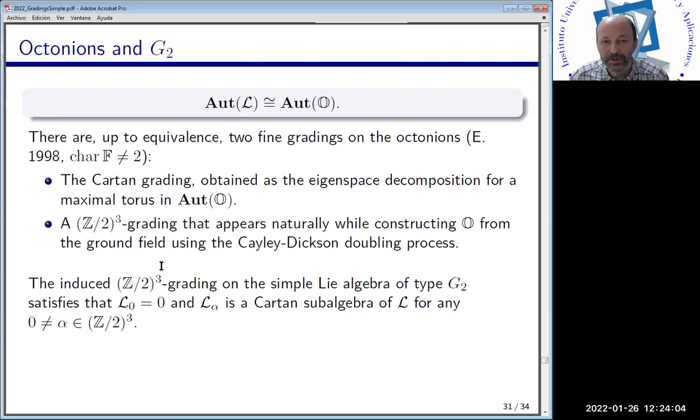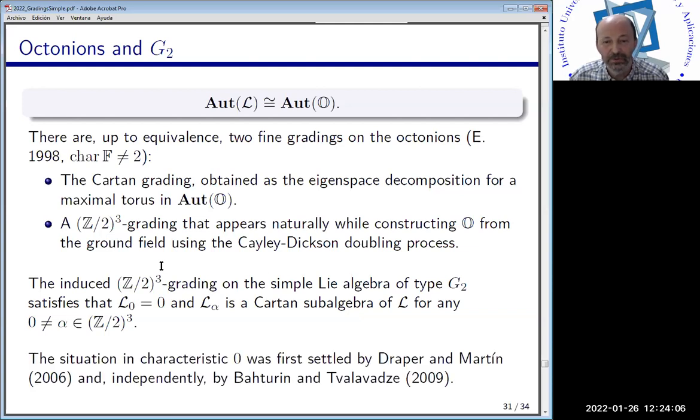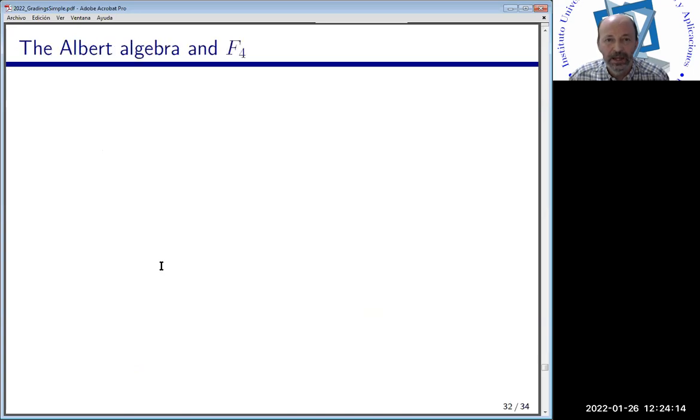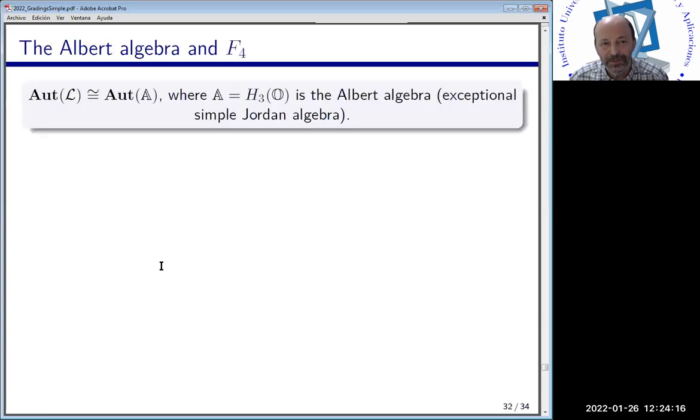For F4, well, we can do the same, but with the Albert algebra, which is the exceptional Jordan algebra. And then we have the same situation. Assume that the field is algebraically closed, characteristic different from 2, and then we start with the simple Lie algebra of type F4.